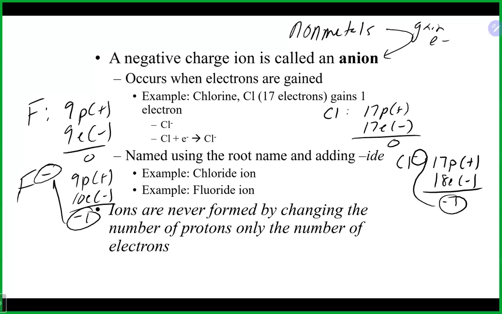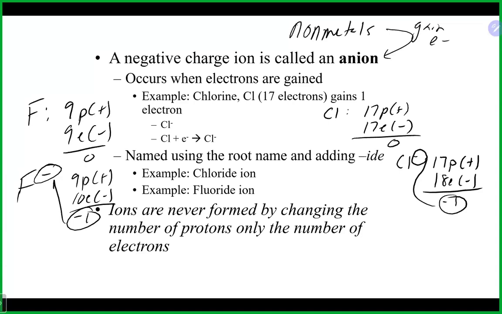Fluoride, which is the negative version of it, has 10. So that's a 1 electron difference, and that is why it has a -1 charge in this case. Now, when we do want to name negatively charged ions, or anions, we do it a little differently than we do with the positive guys. And again, we'll talk in more detail when we get to the naming chapter.